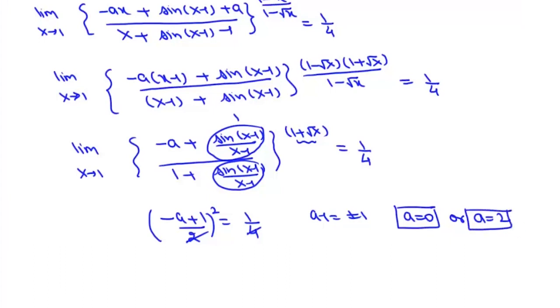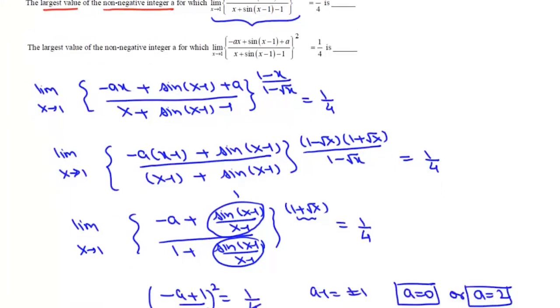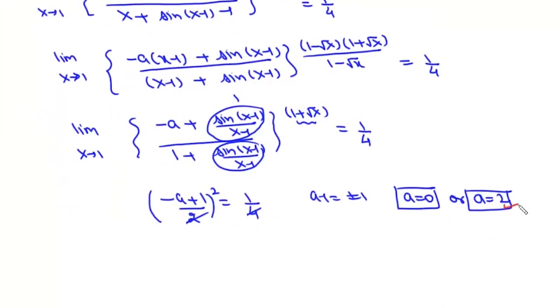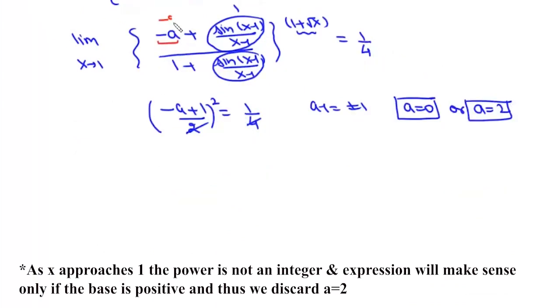Now in the question they have asked for the largest value of non-negative integer a. For this question it appears that the largest value of a is 2. Now if a is 2, this value is minus 2. This is nearly 1, and this is also nearly 1. So in this case, this exponent is negative.